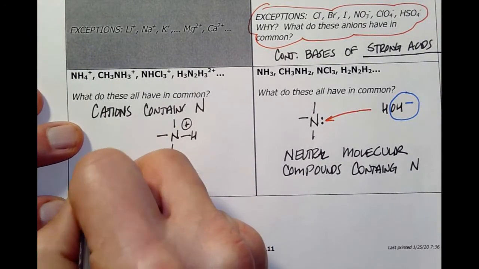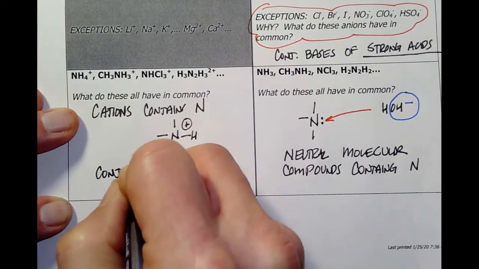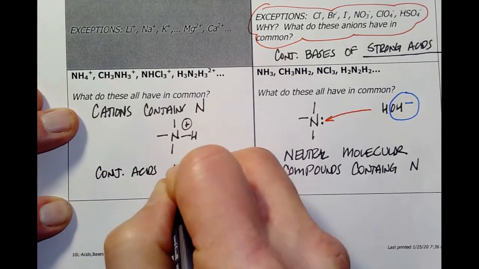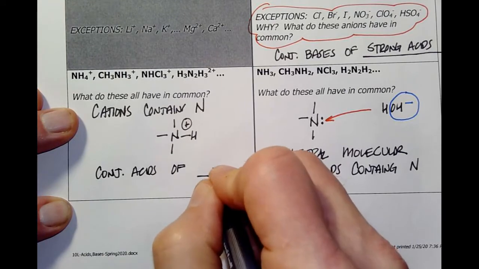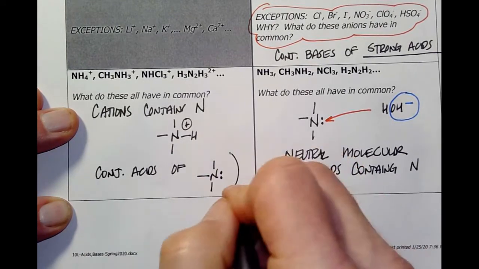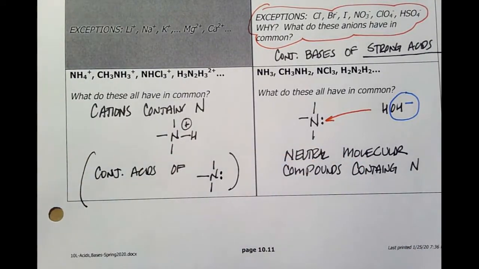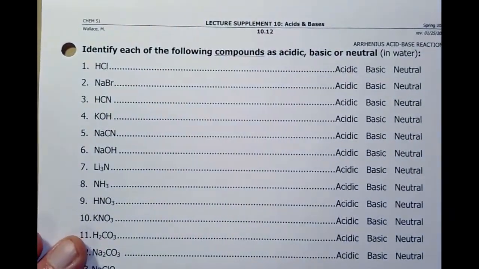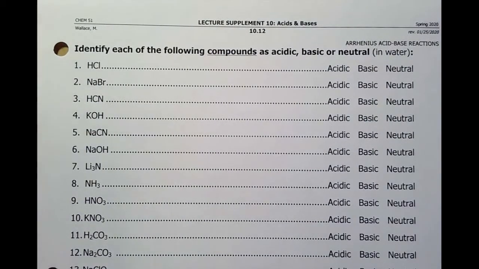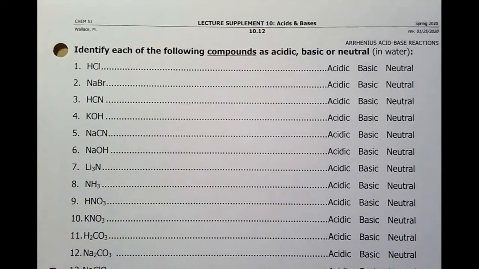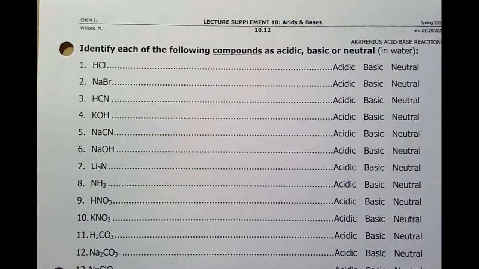And again, I'll make a note. These are conjugate acids of compounds that contain nitrogen like that. You put an H+ on there, it's acidic. Take the H+ off, and it's basic. All right, now we've got a bunch of practice problems on page 10.12. What I would recommend is you go through these and try them, with pencil maybe, and then we'll come back and I'll go over the answer. So pause the video, do those.